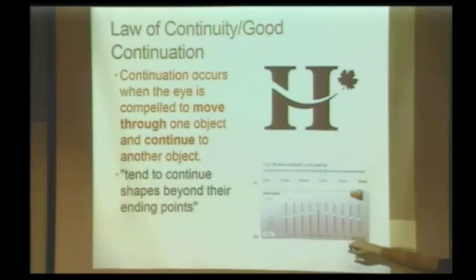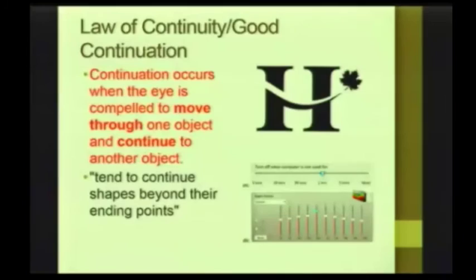Let's look at this bottom one. Who knows what this is? Equalizer. It's an equalizer. So I want you to tell me what you see on this equalizer that shows continuity. The lines. Which lines? The red portion and the gray portion are part of the same. Right, so the red portion and the gray portion is how many lines? Actually, if you're looking at one, how many lines is that? It's one.